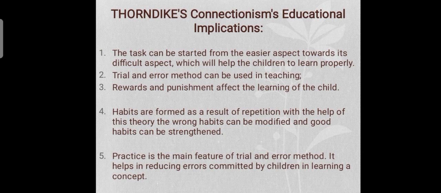Thorndike's connectionism's educational implications. The task can be started from the easier aspect towards its difficult aspect, which helps the children to learn properly. Trial and error method can be used in teaching. Rewards and punishment affect the learning of the child. Habits are formed as a result of repetition. With the help of this theory, wrong habits can be modified and good habits can be strengthened. Practice is the main feature of the trial and error method. It helps in reducing errors committed by children in a learning concept.